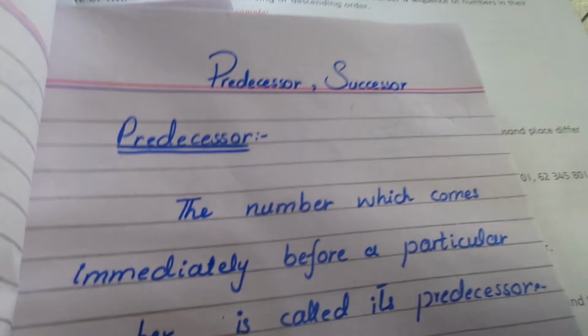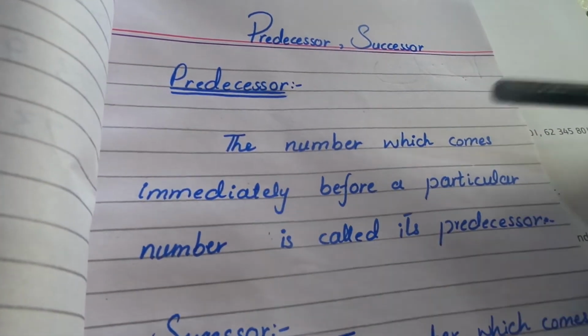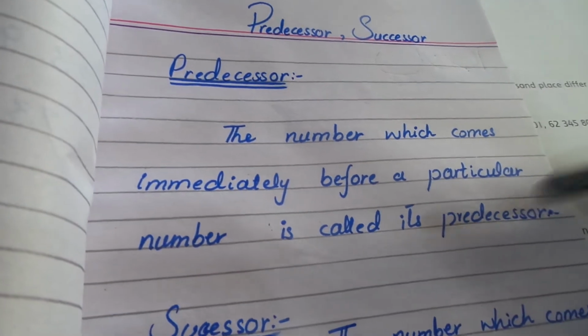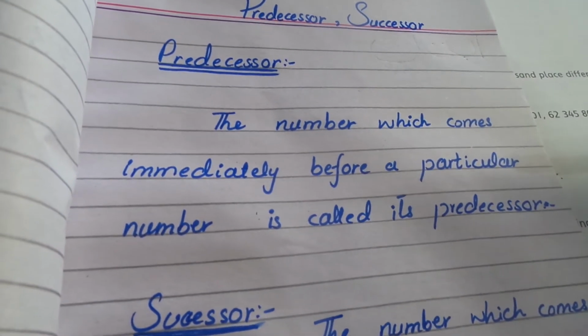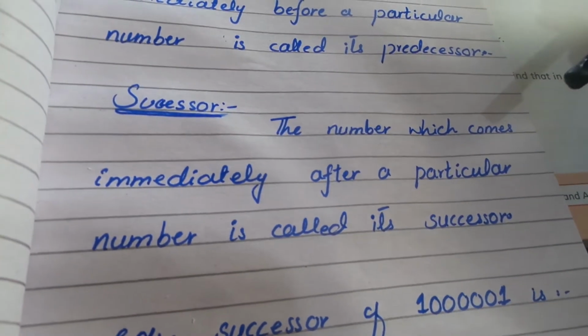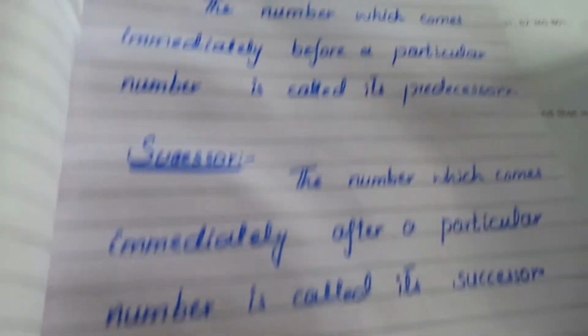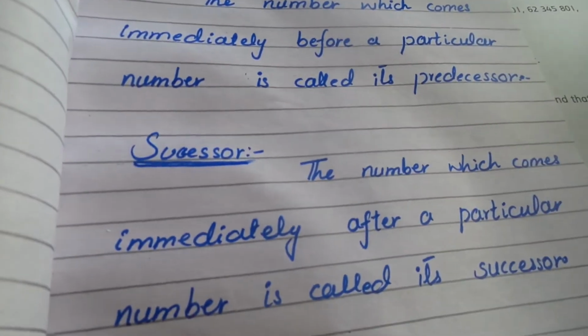Now, what is a predecessor and what is a successor? Predecessor means before. The number which comes immediately before a particular number is called its predecessor. And what is a successor? The number which comes immediately after a particular number is called its successor. How to find the predecessor? How to find the successor?